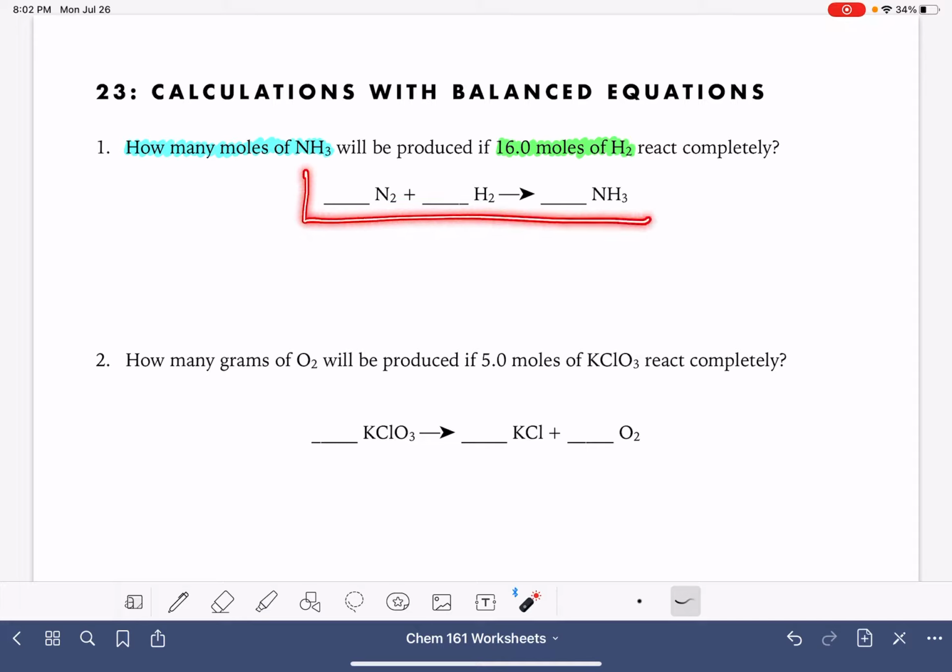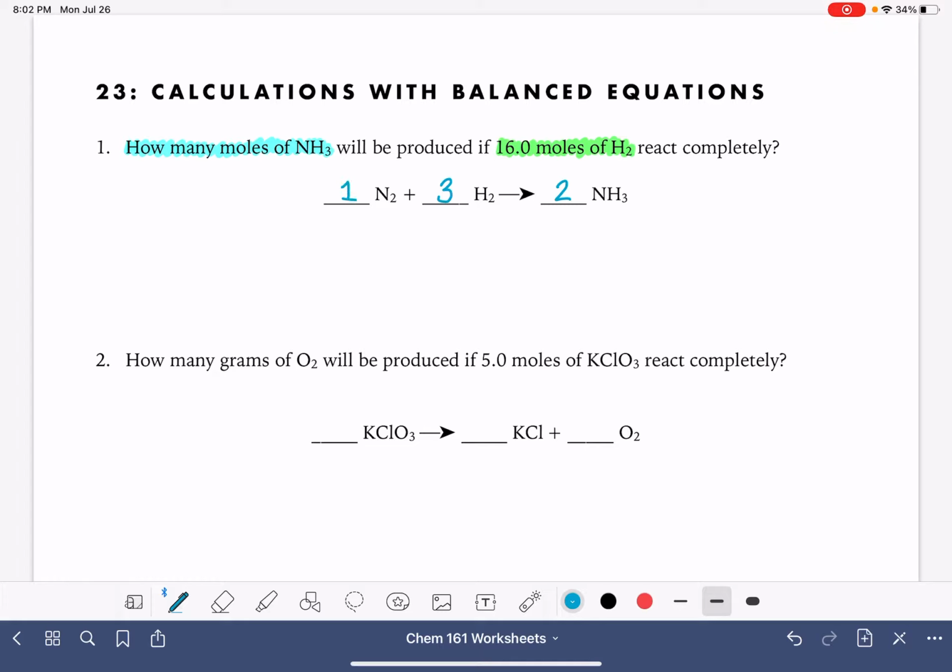All stoichiometry problems require that we use a balanced chemical equation. So the very first thing we're going to do is balance this chemical equation. 2 nitrogen on the left, we need 2 nitrogen on the right, and we have 6 hydrogen on the right, so that means we need 6 hydrogen on the left, so that makes this equation balanced.